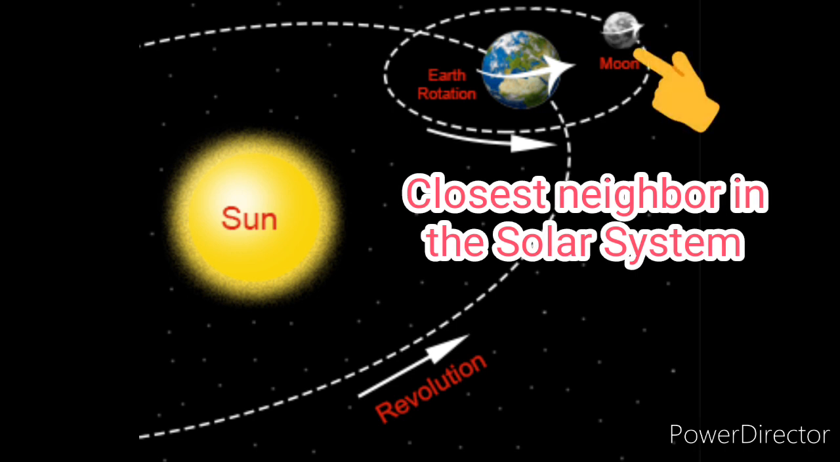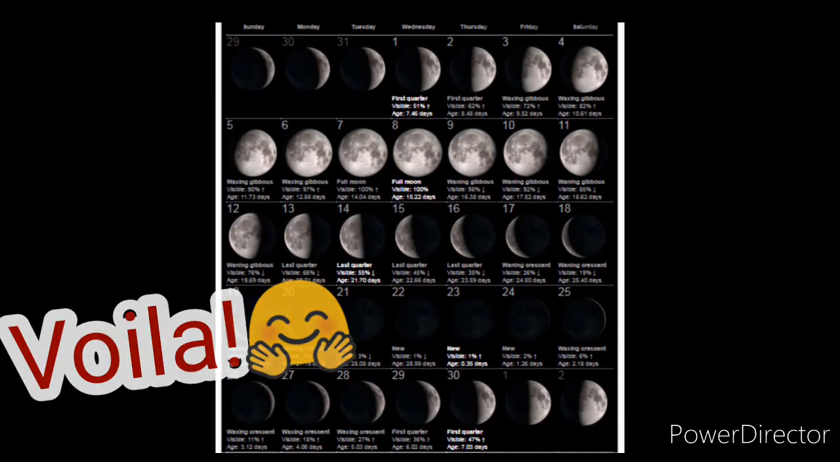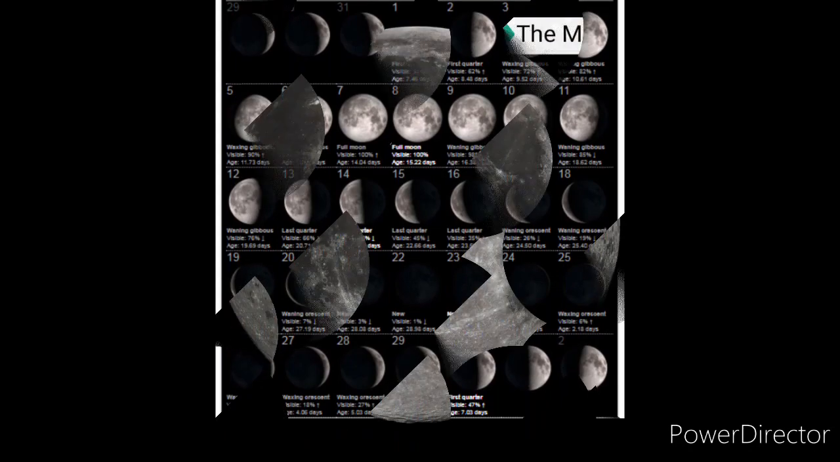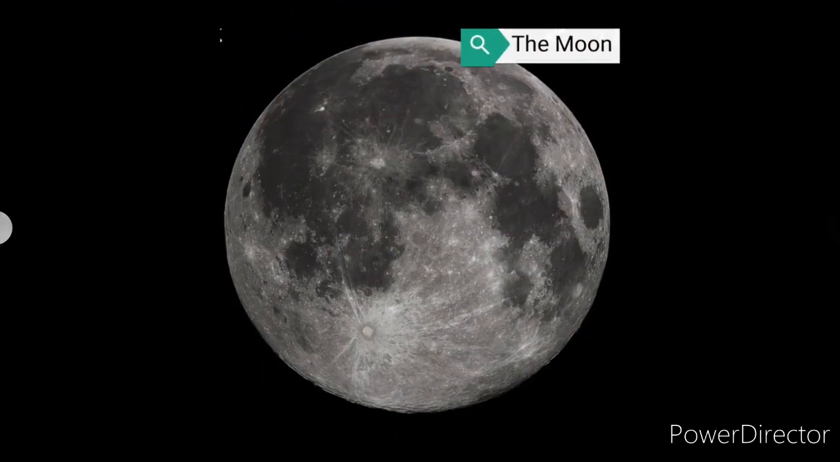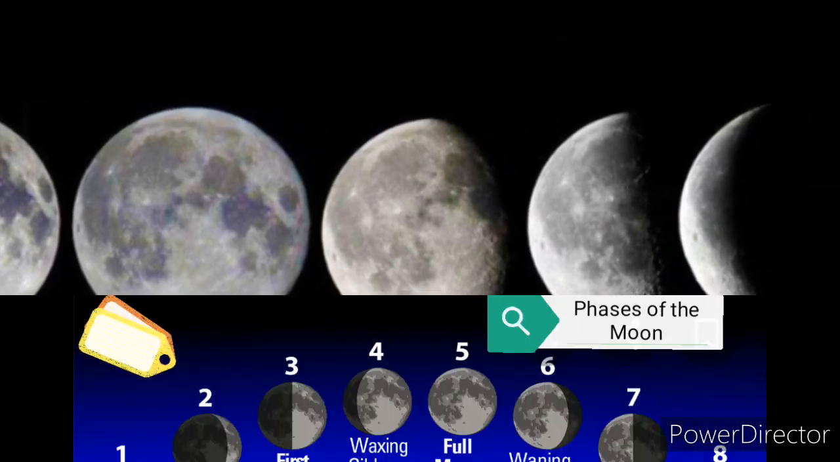But have you been asking about the closest neighbor of our planet? Or have you been wondering about the so-called lunar month calendar? Voila! We call it the moon, and in this video, you will learn about its movement and how it looks like from our planet at different times.